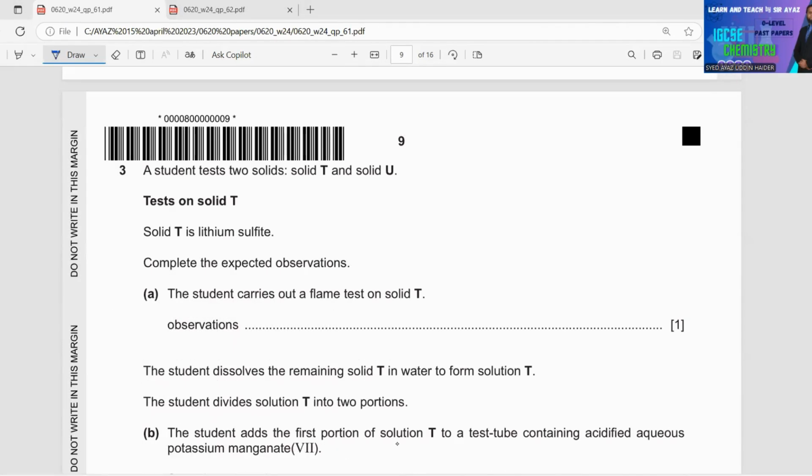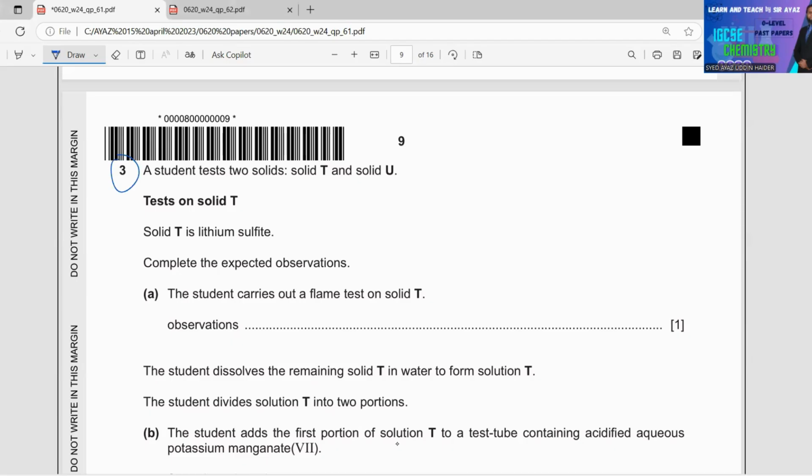Moving to the next question, which is question number 3. A student tests two solids, solid T and solid U. Test on solid T. Solid T is lithium sulfide. So they gave us the name of the compound, which is lithium sulfide. So it must be containing Li+ and SO3 2- ions. Complete the expected observations.